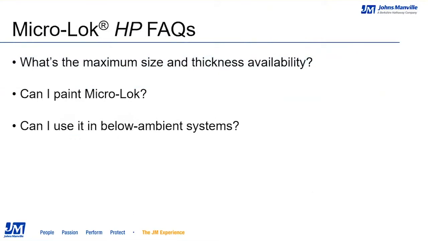Now we'll go over some frequently asked questions related to Microlock pipe insulation. First, what's the maximum size and thickness available? Our wall thicknesses range from 1/2 inch all the way to 5 inch and are offered in 1/2 inch increments. The pipe diameter sizes range from 1/2 inch to 24 inch in iron pipe sizes. We also offer sizing for copper piping, ranging from 5/8 to 6 1/8 inch.